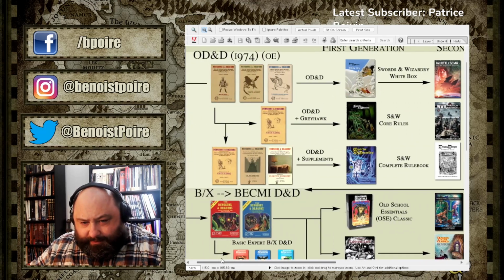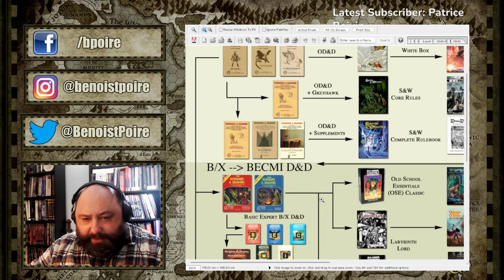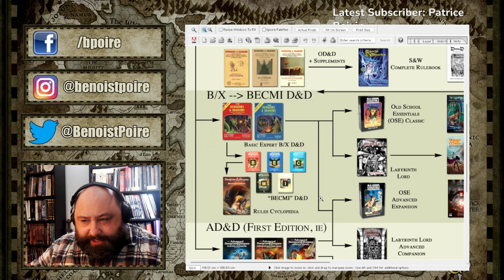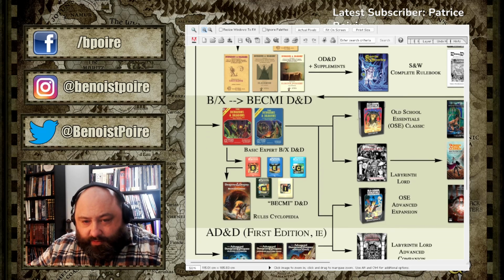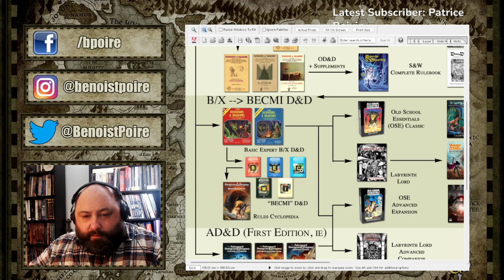Unlike the Basic Expert game, which was meant to be a complete game that we can see here, which then gave us the BECMI, the Basic Expert Companion Master Immortal Rules. And of these five, the first four were combined to give us the Rules Cyclopedia.